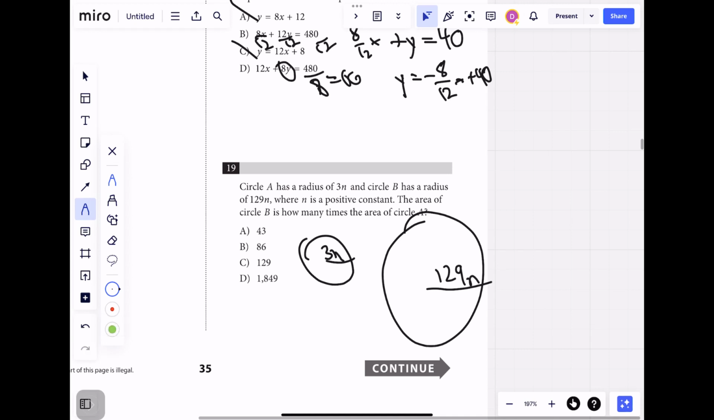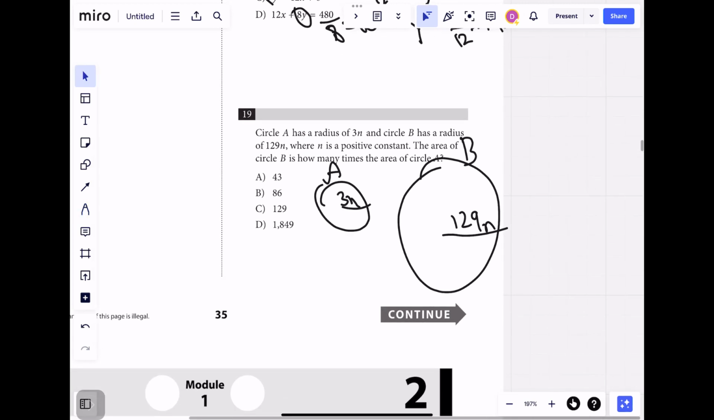How many times greater is the area of circle B than circle A? Okay, so the formula for calculating the area of a circle is pi r squared. So we're going to find out how many times bigger the radius is first, and then we're going to plug in the radius into the equation to find out how many times bigger the area is.